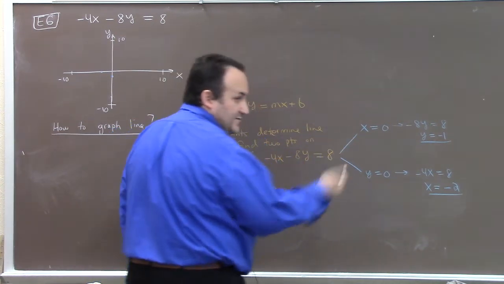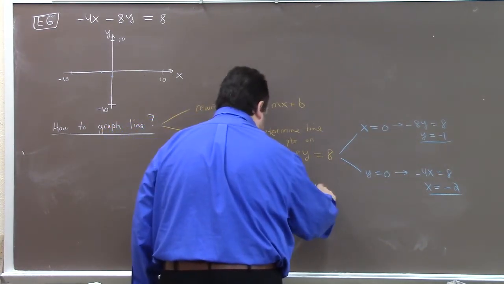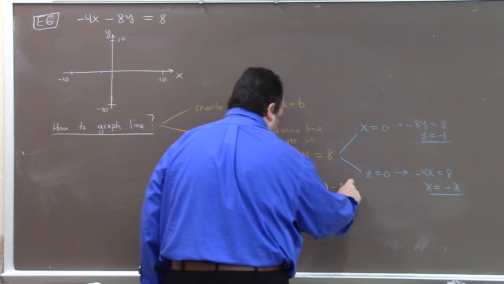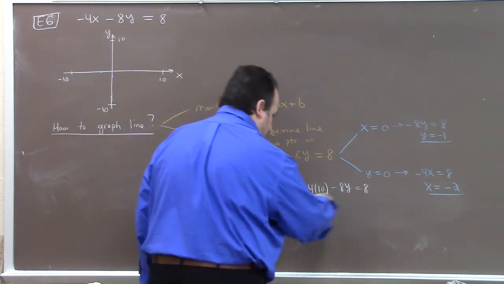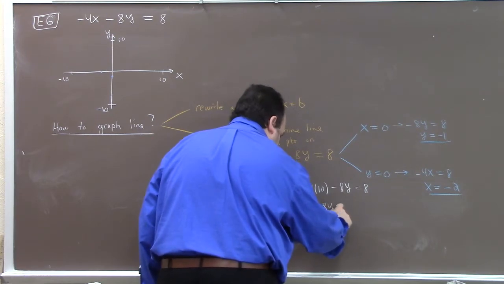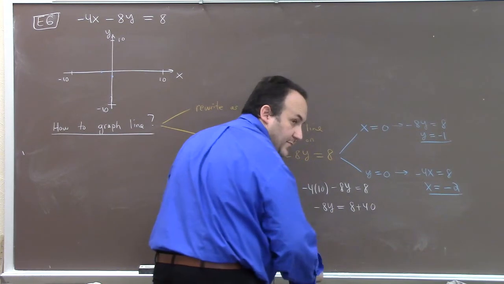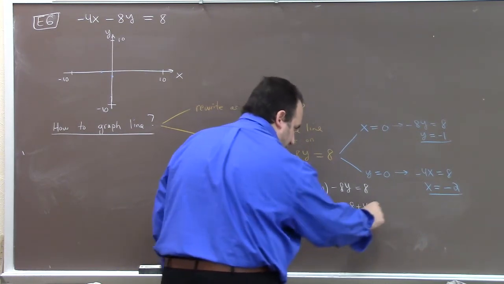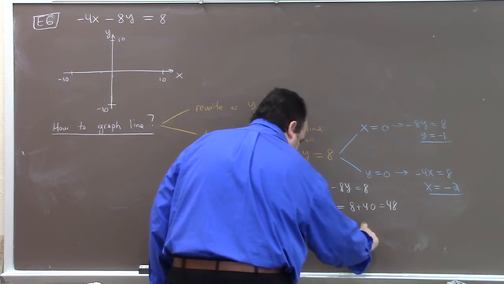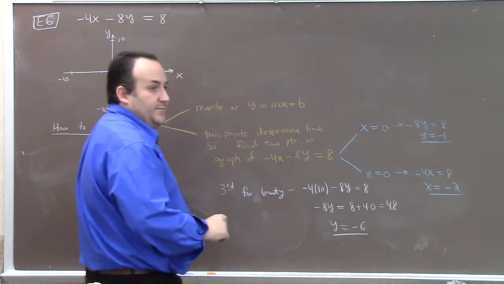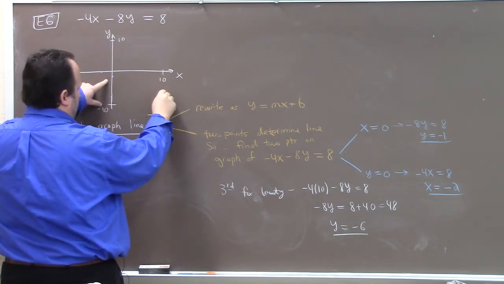So x equals 10. Where is it when x equals 10? Minus 4 times 10, right? Minus 8y is equal to 8. That's where y is going to be when x is equal to 10. So this gives me minus 8y is equal to 8 plus 40, that's 48. 48 over 8 is 6, so we get y equals minus 6. So when I'm over at 10, I've dropped down to minus 6.